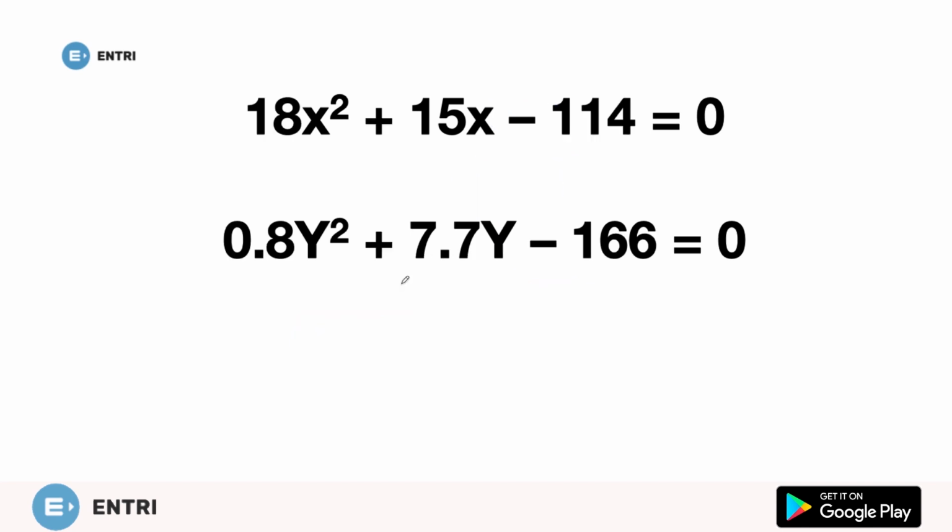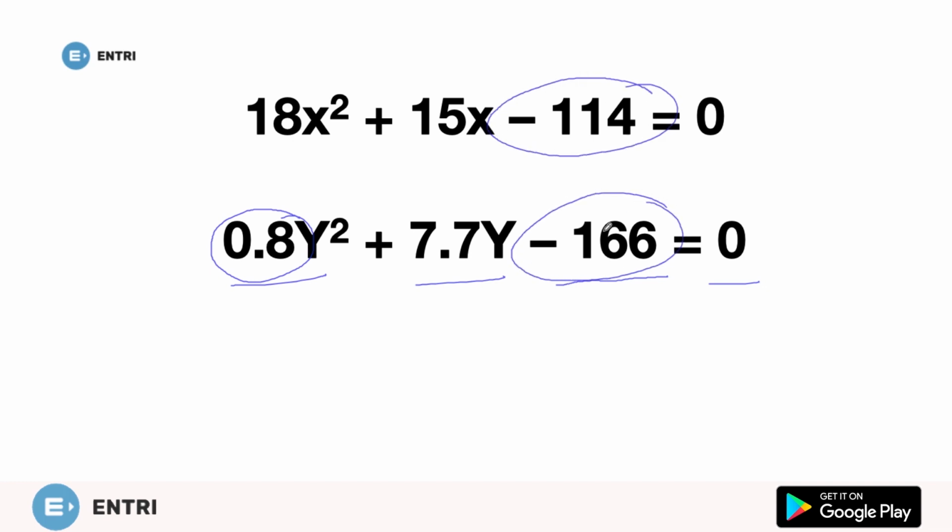See, now you can see that the question is quite changed. And how is it changed? Now the values are given in decimals, that is 0.8 y square plus 7.7 y minus 166 equals 0. As soon as you see the decimal part, you think it's complicated, right? But if we know that our constant values are negative for both parts, then we'll directly apply "cannot be determined."